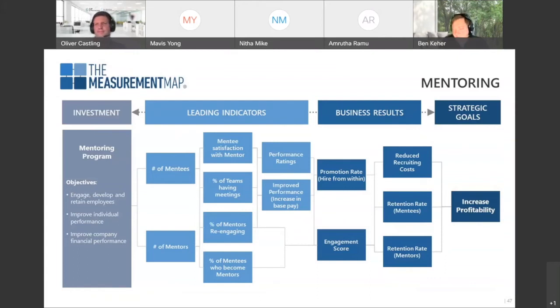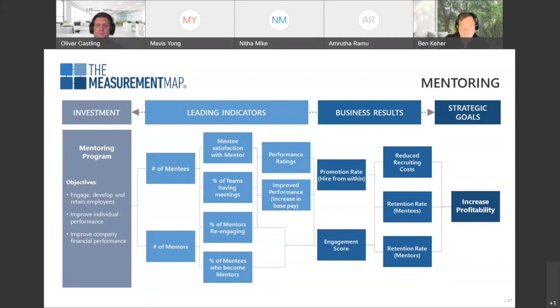Remember, we want to start with the end in mind, right? We want to increase profitability. Okay, well, to do that, we've got to reduce recruiting costs. That's how it affects profitability. Increase retention rates of both mentors and mentees, right? That can help us increase our profitability by retaining our staff and investing in what we've got.